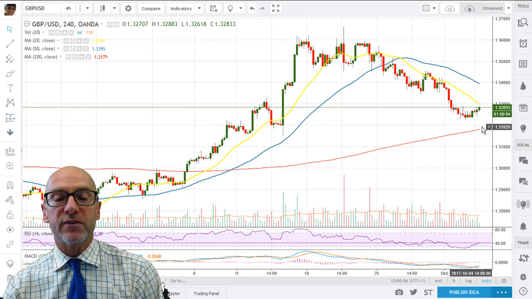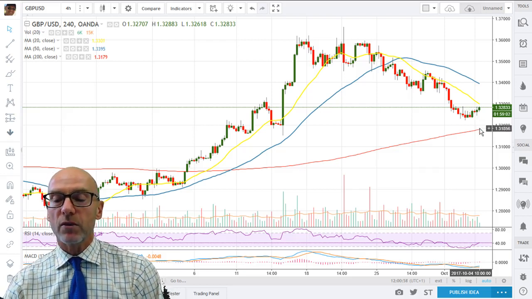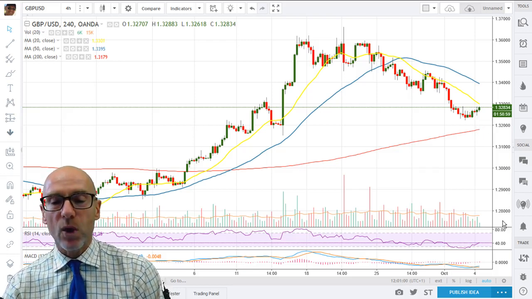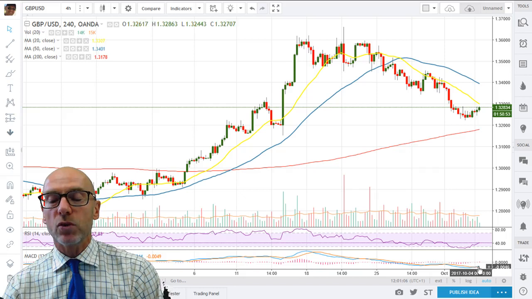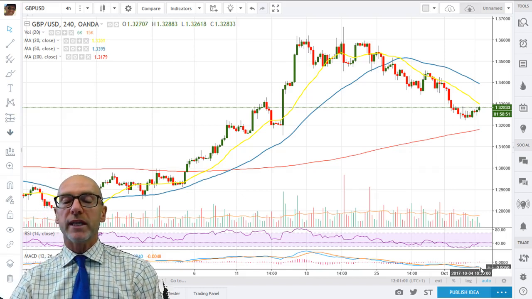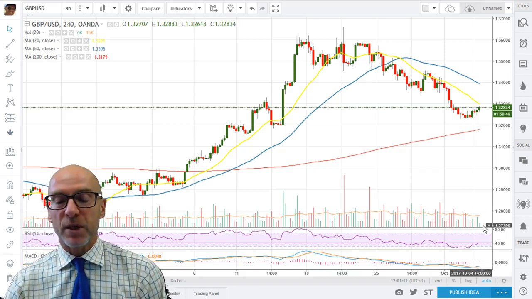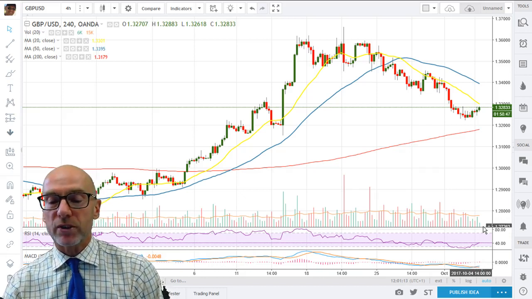Moving on to the 4-hour, here again you can see that we've drifted off, and that we're approaching key support, which here is from the 200 on the 4-hour. However, you can see that the RSI has picked up, and that the MACD have also crossed in an upward direction. This is a sign of a bottoming formation, so that would be good.